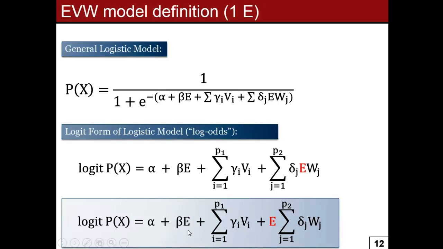We have alpha plus beta times exposure, plus the sum of the gammas times v's, plus exposure times the sum of all these pieces. For any given person, they're going to have the same value of the exposure. That's why, when I said E was a constant, we can factor it out. It's the same constant term within a given person, and it can be factored out of the summation. So this is our model rewritten to explicitly represent confounding and effect modification.